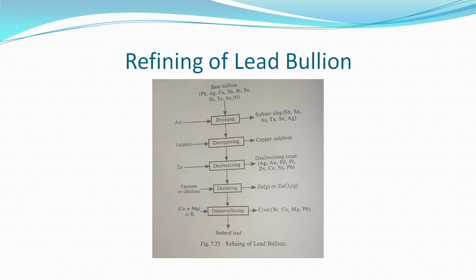The last most important thing is debismuthizing. Debismuthizing means removal of bismuth. In that case, calcium and magnesium or potassium is added to the bath. As a result, bismuth, calcium, magnesium compounds are removed from the lead. And the last, after debismuthizing, refined lead is extracted. So my friend, we'll discuss this in detail.